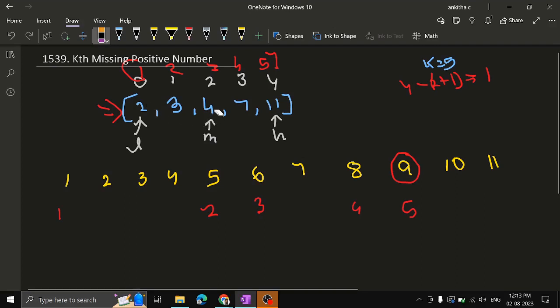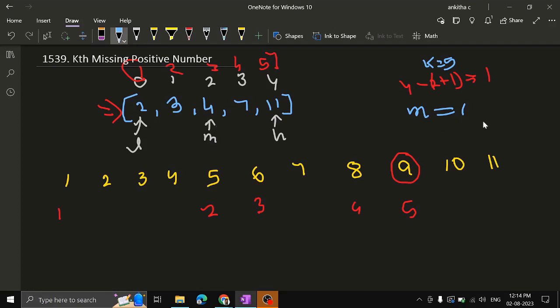So as I said, if there was 5, 5 minus 3 will be 2. So 2 numbers were missing in the array. 1 and 4 would have been missing in the array. So we have this 4 minus 3 equal to 1. So let's say a variable called missing, and we will initialize it to 4 minus 3. So that will be 1. So this is the number of missing elements at this index mid.